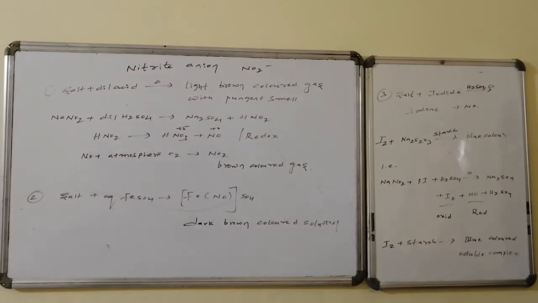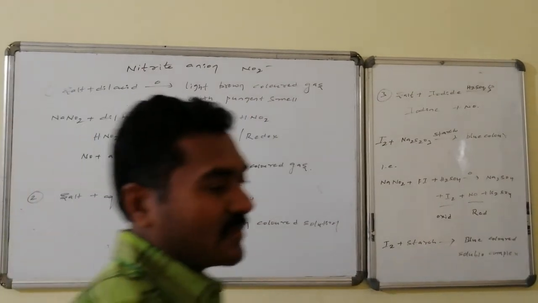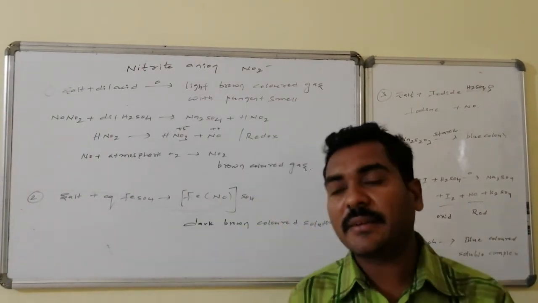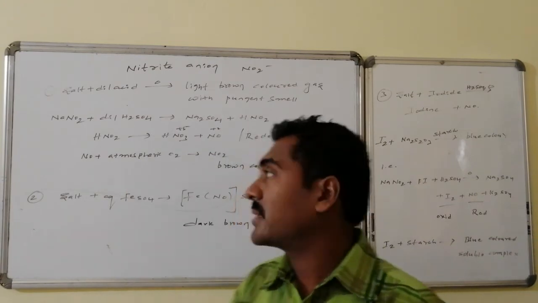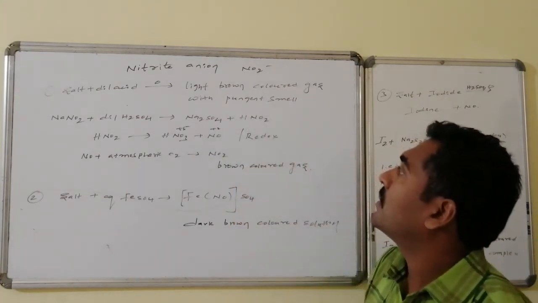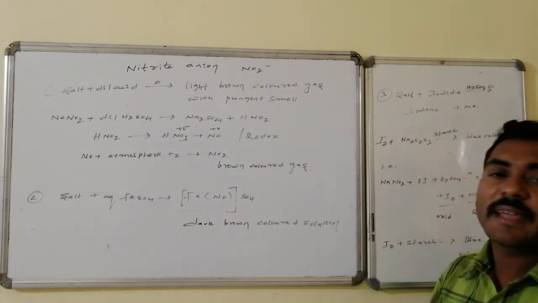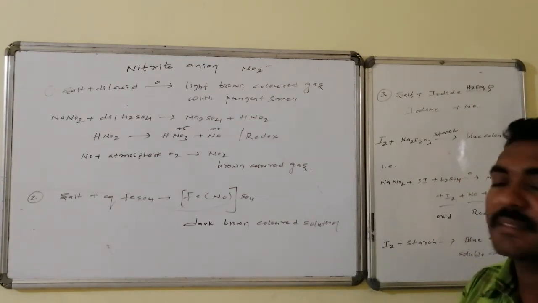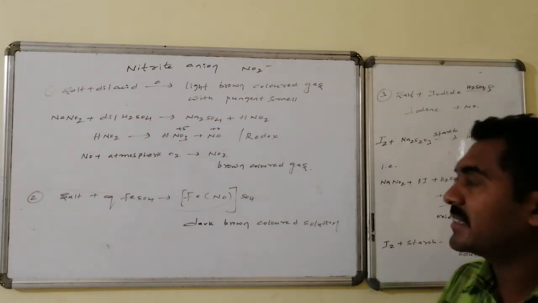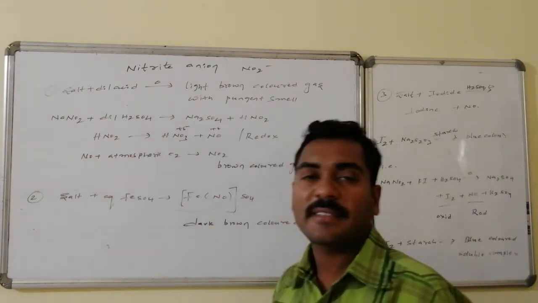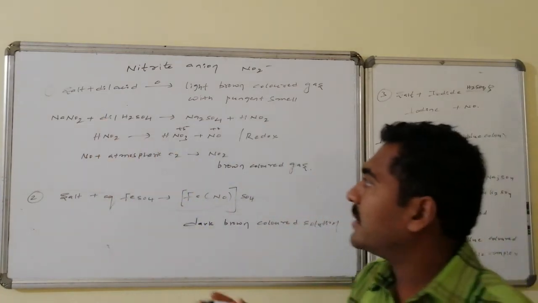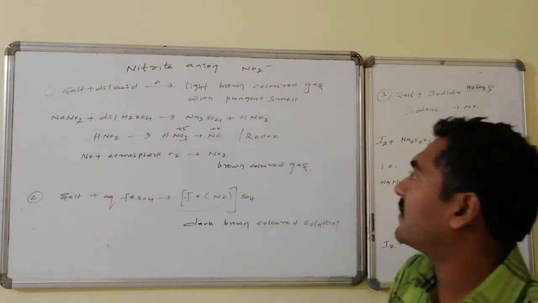Nitrite anion: the salt plus dilute acids, under cold conditions or by heating conditions or by hot conditions, leads to the formation of a light brown colored gas with a pungent smell. That gas is nitrogen dioxide. Here the reaction that takes place is a double displacement reaction, which gives nitrous acid followed by sodium sulfate.